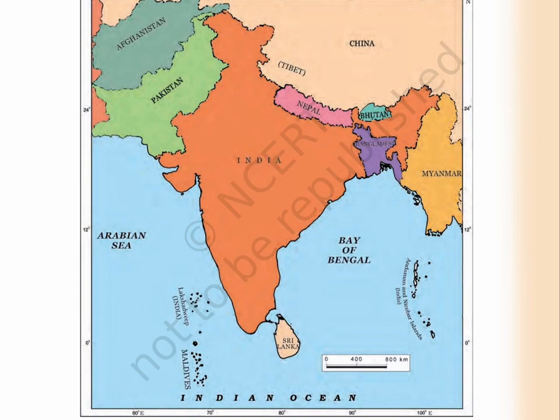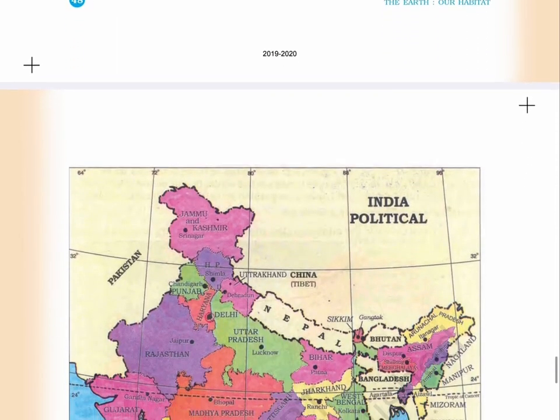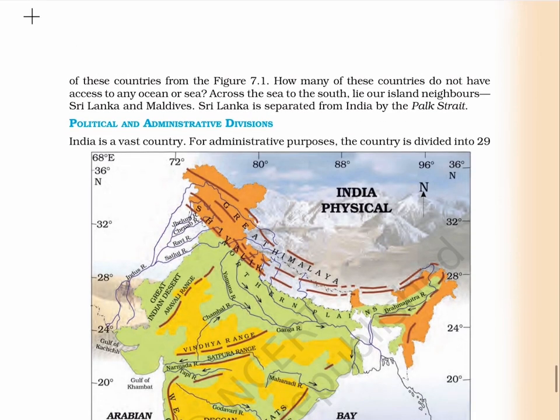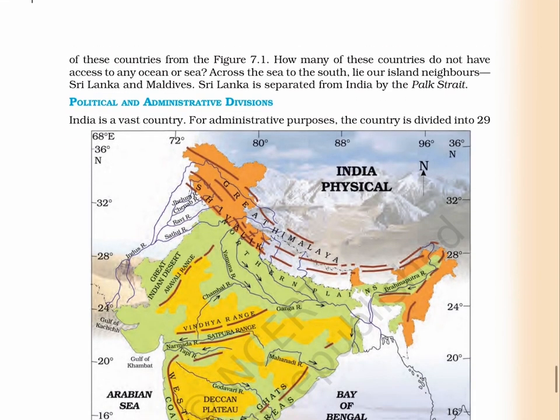Page number 50. Find out names of these countries from the figure 7.1. How many of these countries do not have access to any oceans or sea? Across the sea to the south lie our island neighbours, Sri Lanka and Maldives. Sri Lanka is separated from India by the Palk Strait.